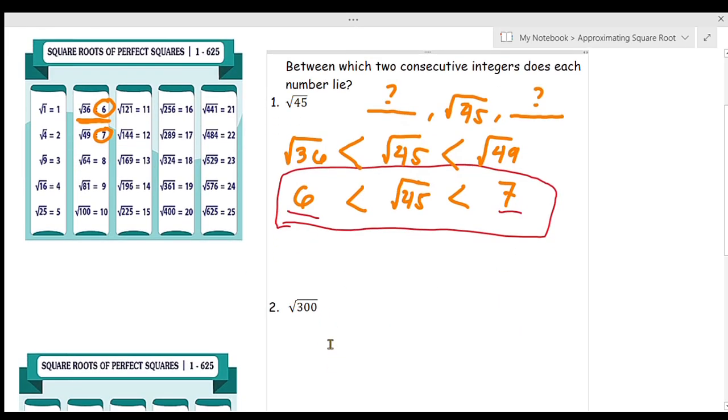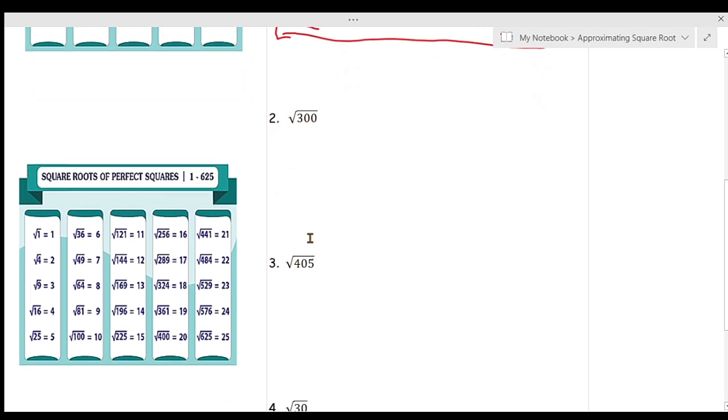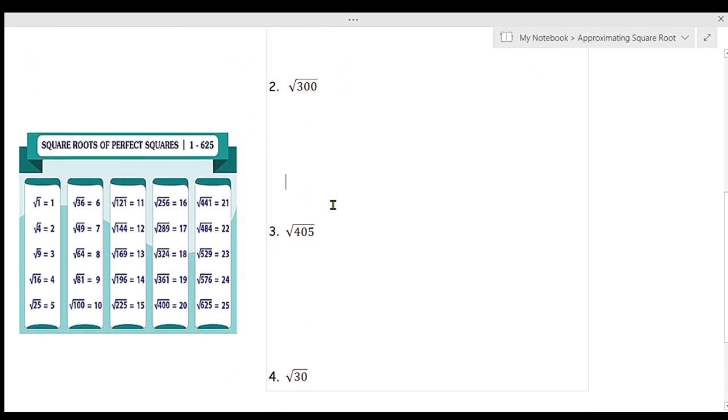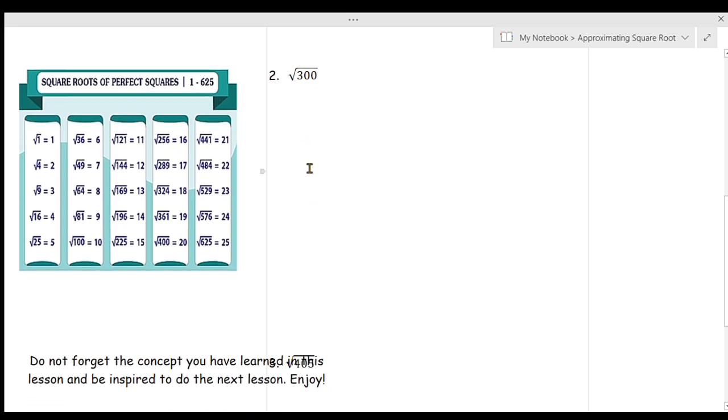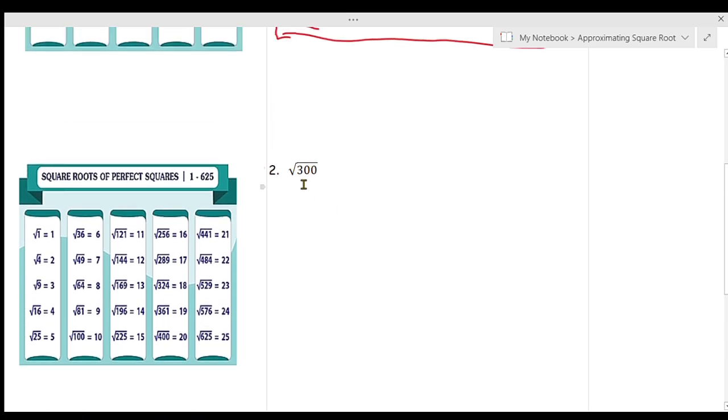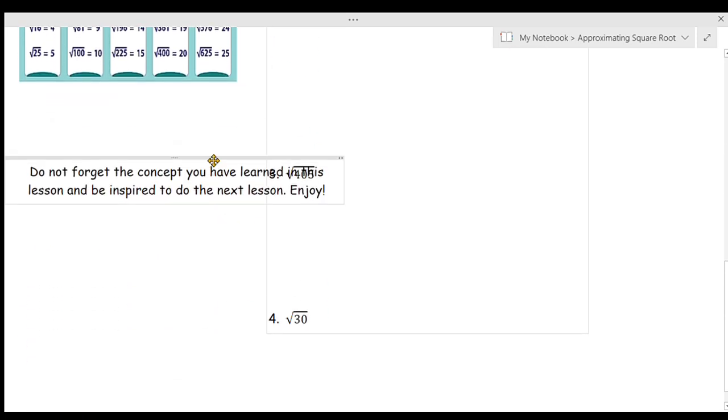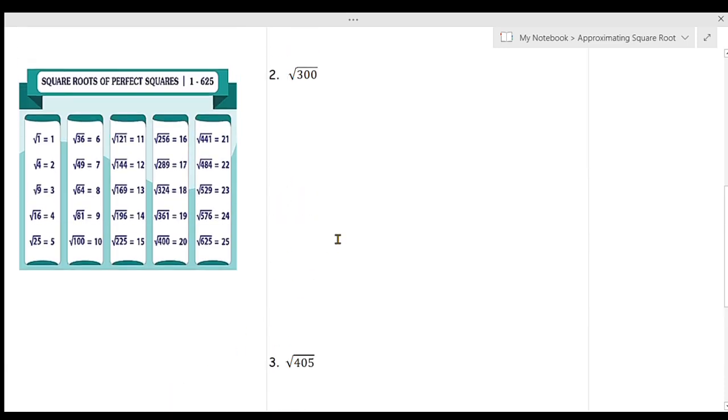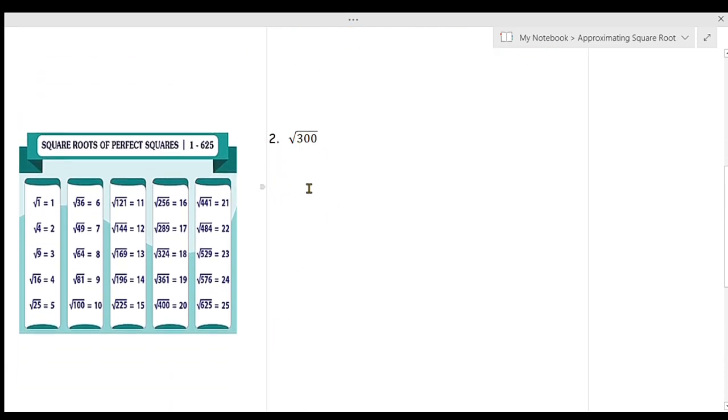Next, the square root of 300. So we all know that square root of 300 is not a perfect square. So hindi tayo magkakaroon ng isang number na kapag imultiply natin sa sarili niya, ang result is 300. So how are we going to deal with this number?